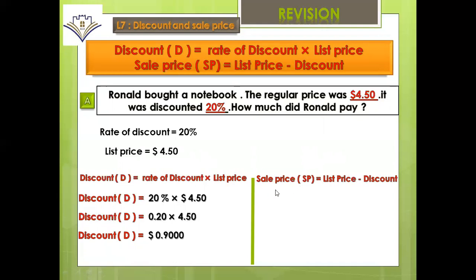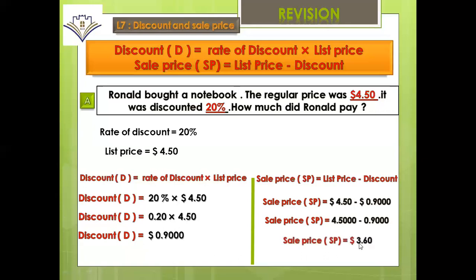Going to the second step. Sell price equals list price minus discount. We have both here. List price is 4.50 minus the discount. Then we put here two zeros to be 4 decimal places and 4 decimal places. Then we can subtract. Then the answer is $3.60. Then we get the discount and we get the sale price.